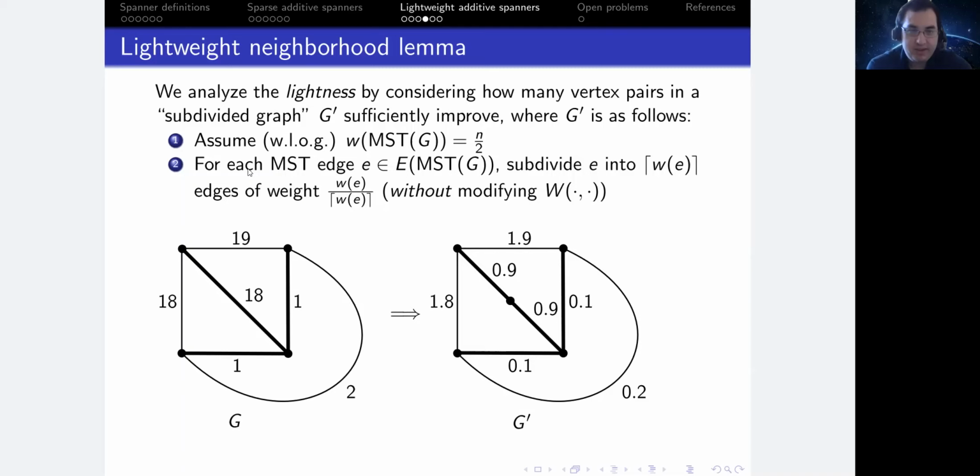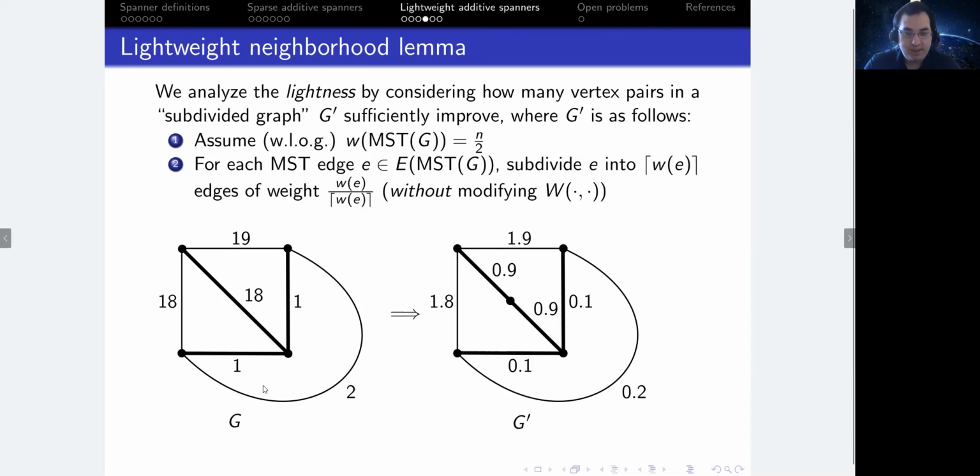So we're going to subdivide heavy MST edges. Specifically, for each MST edge of weight greater than 1, we're going to subdivide that edge into a bunch of smaller edges of weight less than 1. More specifically, we're going to subdivide each edge e into this many edges of weight: the weight of the edge divided by the ceiling, which is at most 1. Note that this is not going to change the weight of the MST.